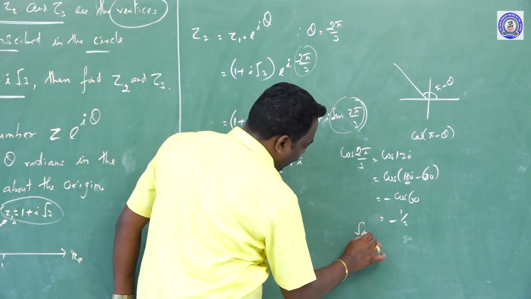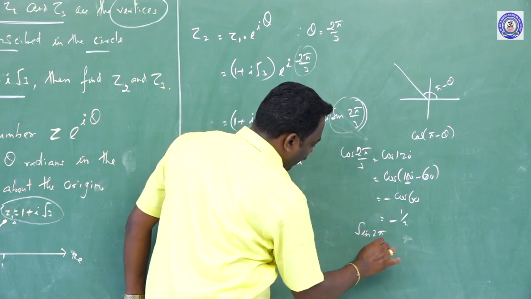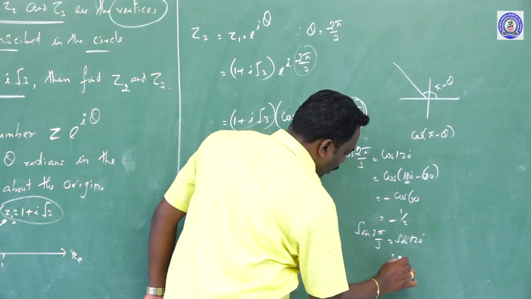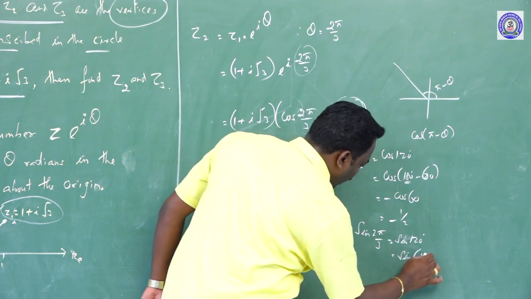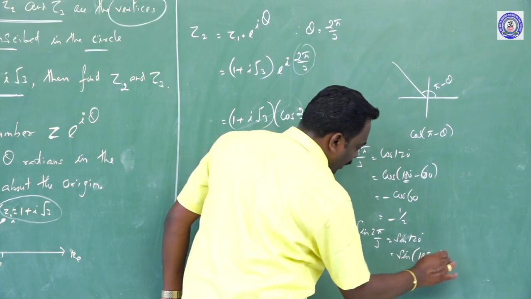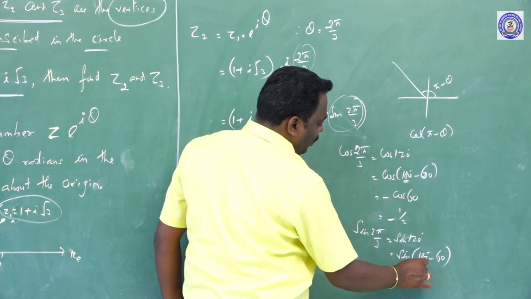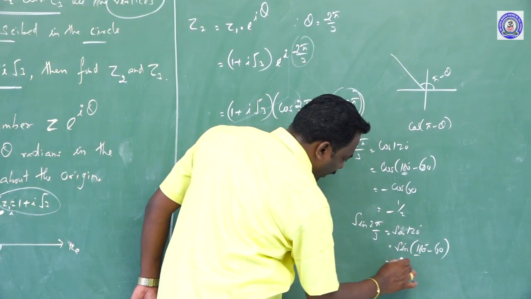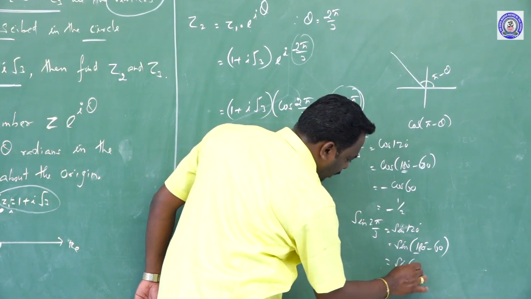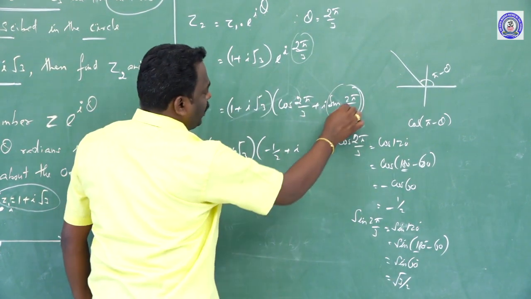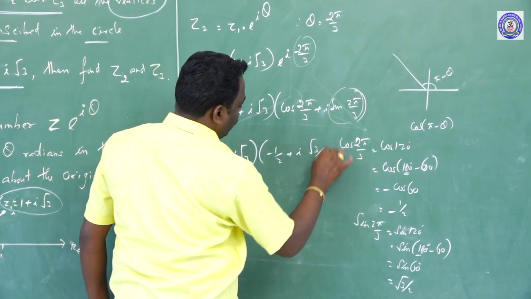Again sin 2π by 3 is equal to sin 120 degree, which is equal to sin of 180 minus 60. That is in the second quadrant. In the second quadrant sin is positive. Therefore, sin is positive. For supplementary angles sin becomes the same. It is sin 60 degree, which is equal to root 3 by 2. Therefore, this value is root 3 by 2.